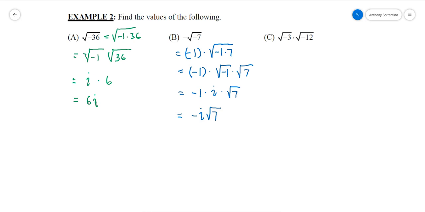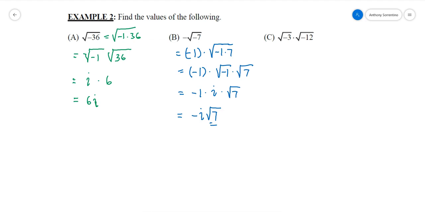Oftentimes when we write numbers that have an i term, where the real number being multiplied to it, the b value for this instance, is an irrational number, it has to be written in terms of a square root. Because we could evaluate this square root of 7 and get some decimal and say it's that decimal times, or negative of that decimal times i, but that would be an approximation.